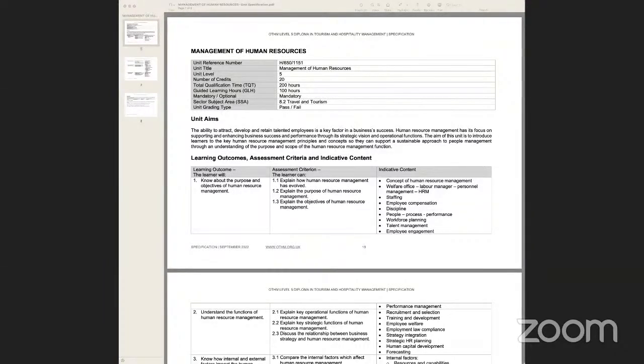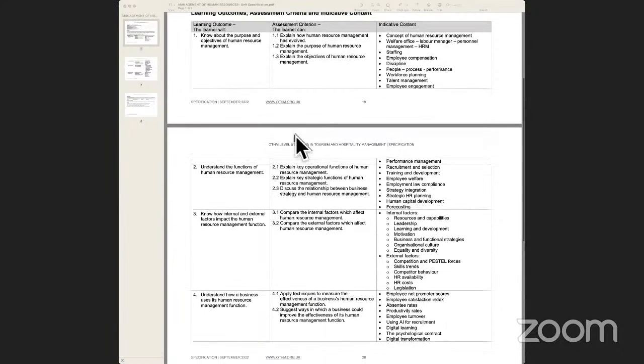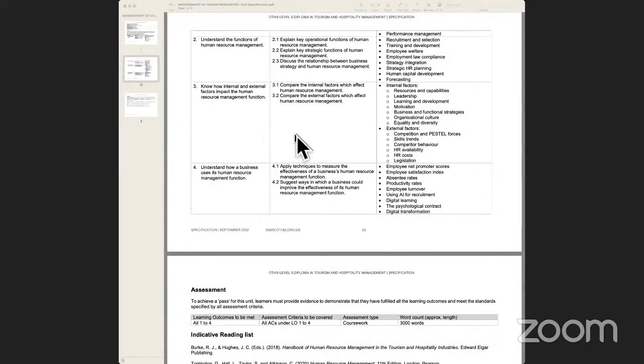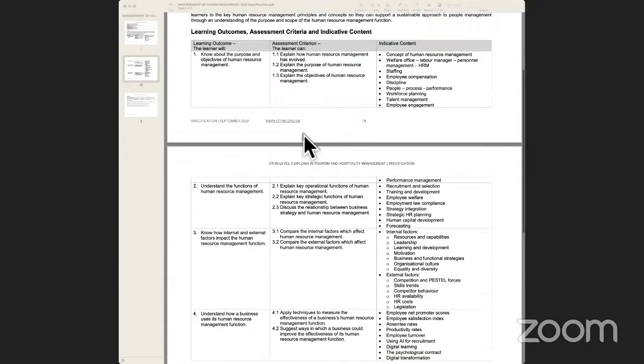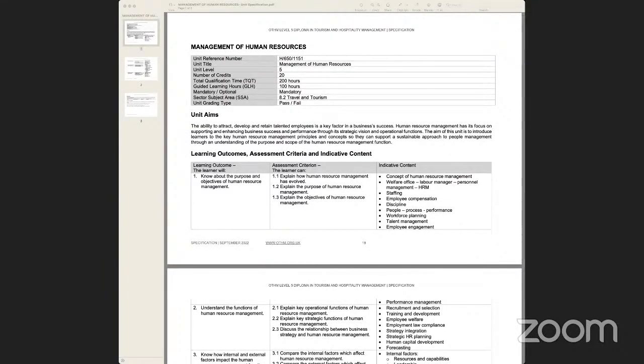And this new unit is basically, I think, the last unit that you're looking at covering, which is management of human resources, 20 credits. And obviously, this unit has got 4 learning outcomes. We're looking at covering this in about 5 lectures. Today's main discussion is going to be on an introduction to HR, and also we'll be looking at covering learning outcome 1.